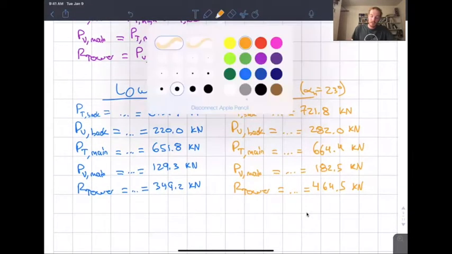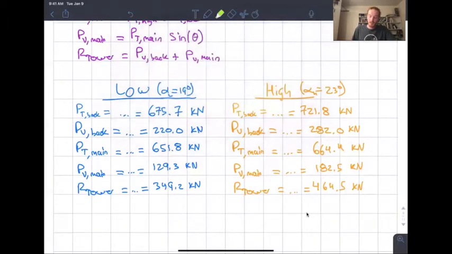The last thing I want to draw our attention to is the reaction at the tower. So we see on the low side a reaction of 349 versus on the high side of 465. Seeing that we have a much higher reaction on our high side tower. So it's just in line with what we've been talking about, the high side with that steeper angle having more force in it. And that's why we have a limit on delta H.